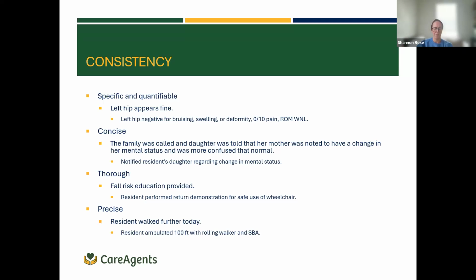And lastly, be precise. Even when describing the resident's status from a less clinical lens, you observe the resident walk further today. This can be helpful to communicate, but can be more precise. The resident ambulated 100 feet with rolling walker and standby assist. So now you have a distance and an assistance level. If you aren't the writer, but the reader of that note, you now know the current mobility status and can apply it to your care.